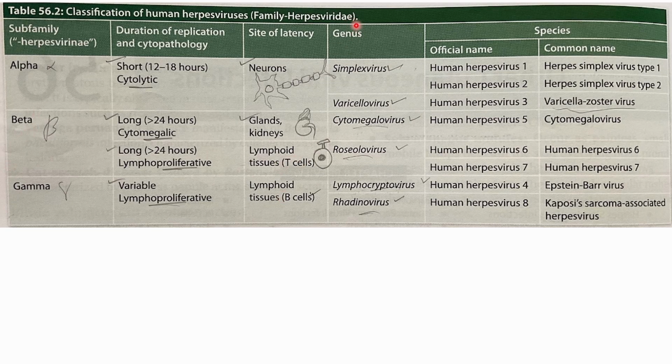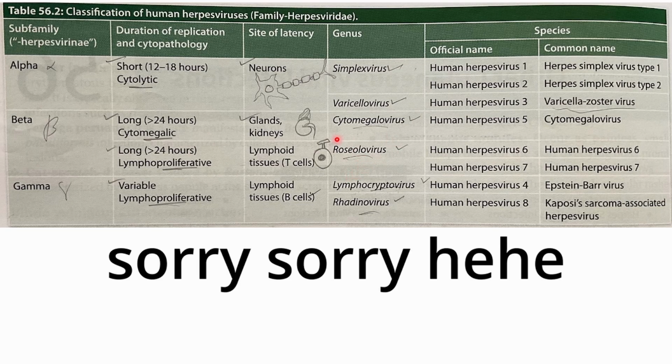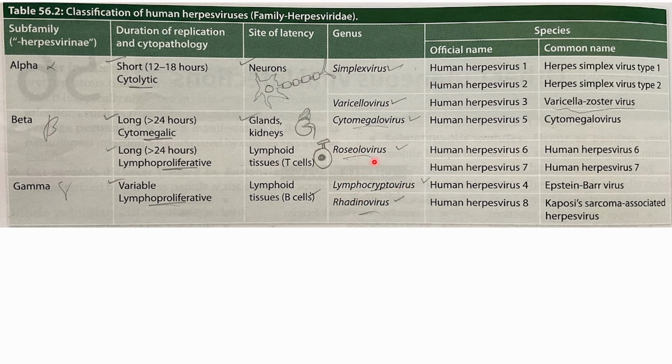Genus: we have the simplex virus. In the alpha we have two, simplex virus and varicella virus. In beta we have two, cytomegalovirus and roseovirus. In the gamma we have the lymphocryptovirus and radinovirus.